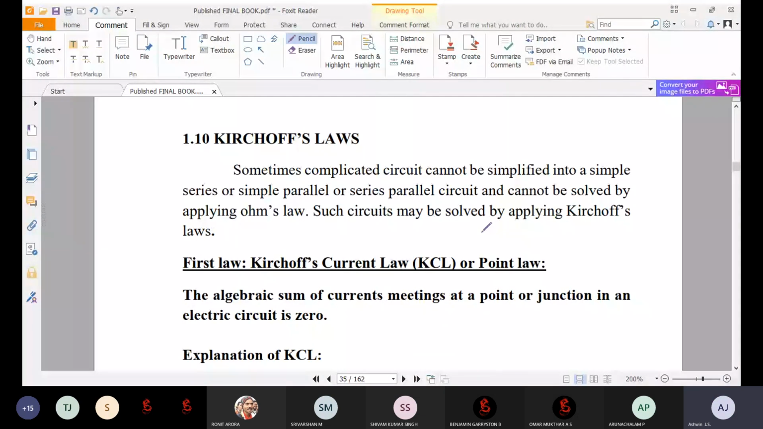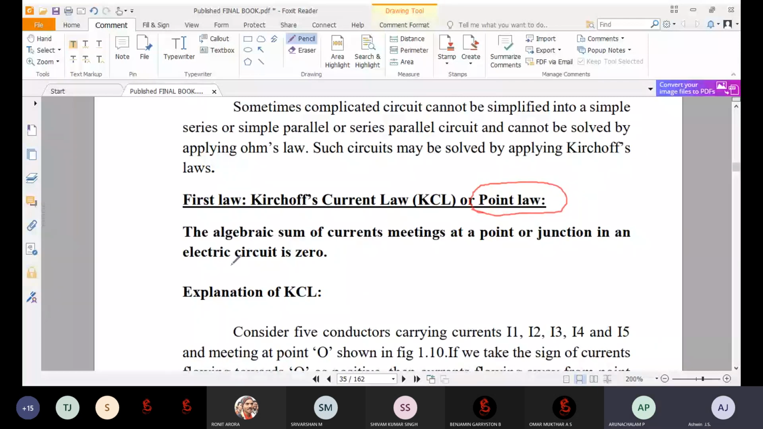So Kirchhoff's laws. There are two kinds of laws available for analysis purposes. One is Kirchhoff's current law, and the second one is Kirchhoff's voltage law. First, we are going to look at the first law, Kirchhoff's current law, also called the point law.